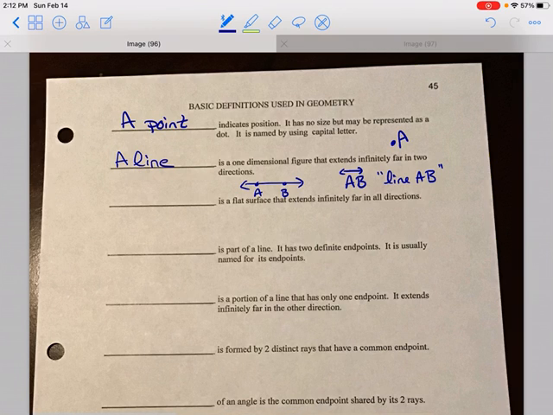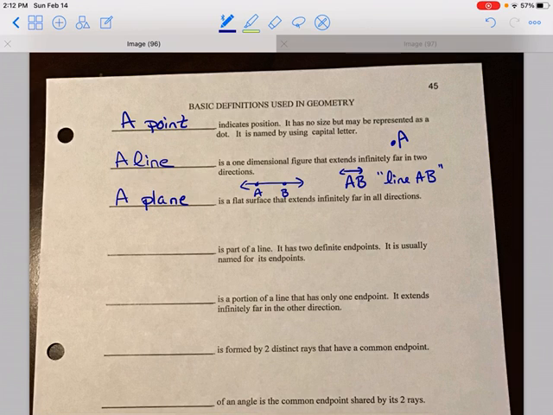All right, next we have a flat surface that extends indefinitely far in all directions. This is going to be a plane. If you look at your floor or your ceiling, imagine that it continued infinitely, and that would be considered a plane. Much of what we do to start is going to be two-dimensional geometry, which is geometry on a plane or a flat surface.